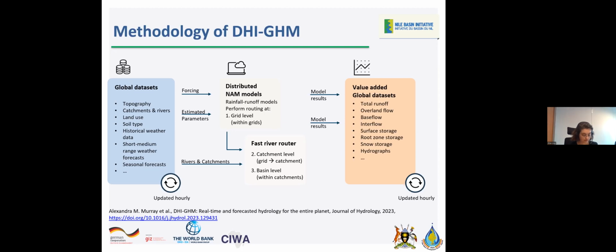The rainfall runoff model is defined on a grid with 0.1 degree resolution, and the NAM model is applied to calculate runoff based on rainfall and evapotranspiration. And then the flow is routed to the sea through hydrological catchments using the kinematic wave model. The outputs of the model are total runoff, river flows, and soil moisture, for example. And an important thing is that the model was applied globally, so it covers the whole globe.